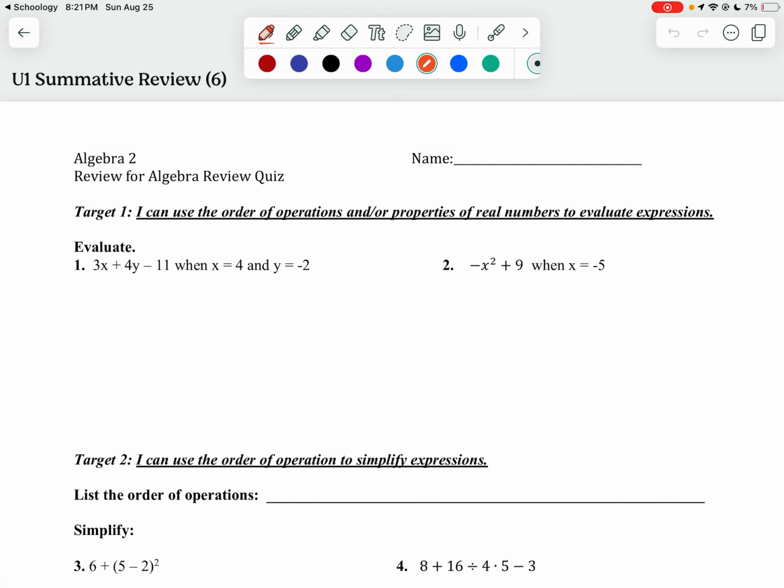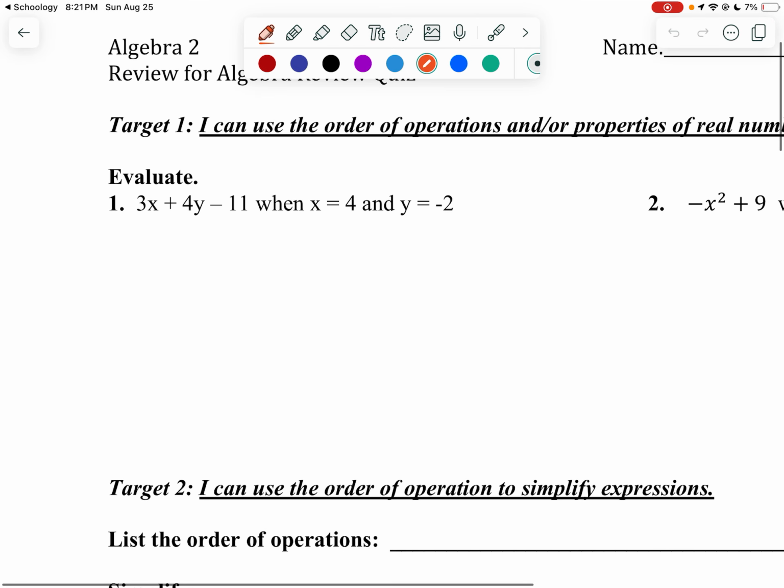All right, so this is going to be the remediation for the Algebra Review Summative. So if there was anything that you were confused on, we need to go back over. This will just walk you through the questions on that review sheet. Okay, so first couple questions we're asking you to evaluate.